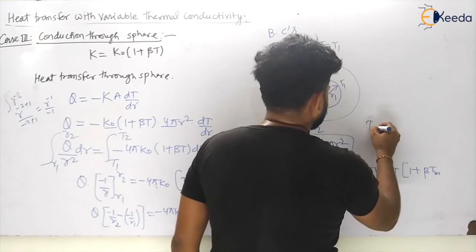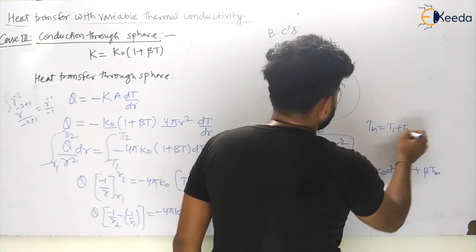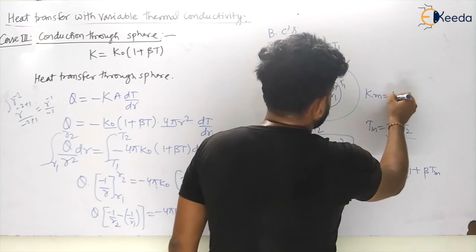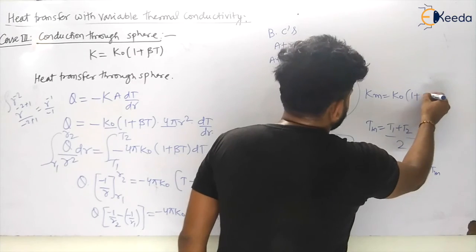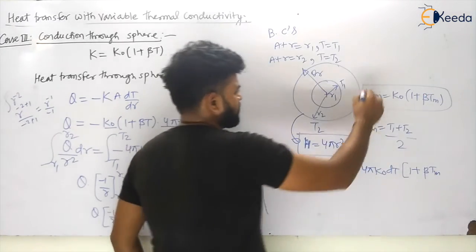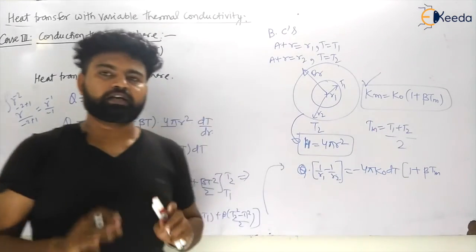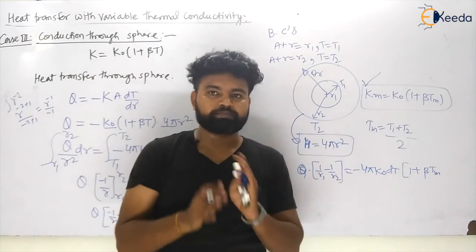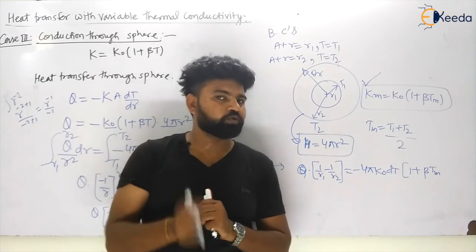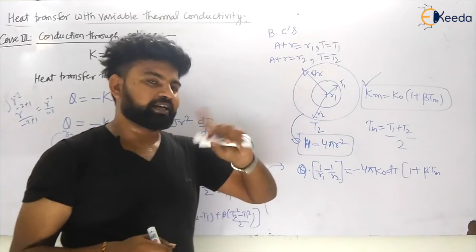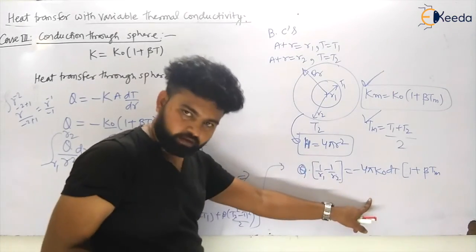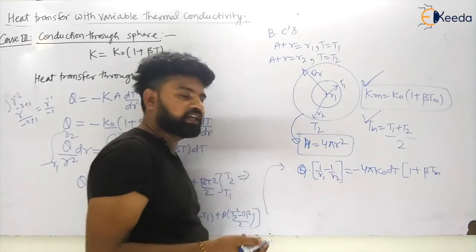So what was the Tm here? I have taken (T1 + T2)/2. And what will be the Km then? This will be given by K0(1 + βTm). So this will be your Km. If you remember this Km, where Tm is the average temperature, which is (T1 + T2)/2. So with variable thermal conductivity, you can use these formulas, directly put the values in the equations of heat transfer, and easily calculate.